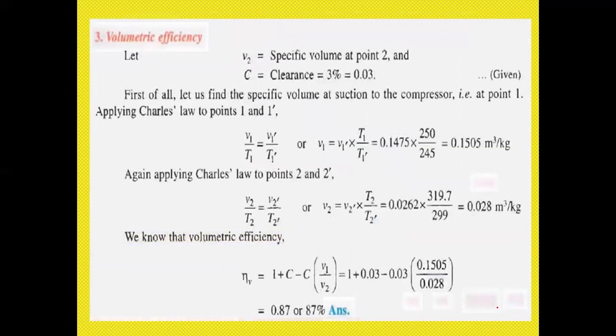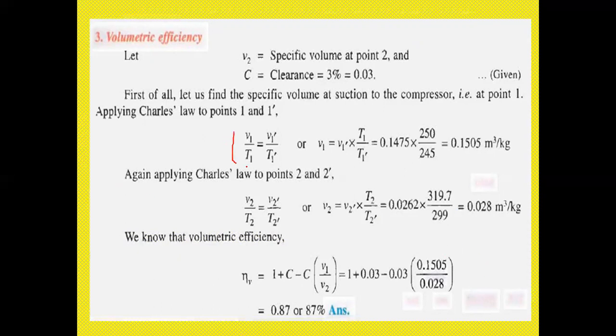Next, volumetric efficiency. The third point to be found is volumetric efficiency. In this, V2 is the specific volume at point 2. C is the clearance, which is given as 3% in the question, that is 0.03. Applying Charles law at point 1, V1 by T1 is equal to V1 dash by T1 dash.